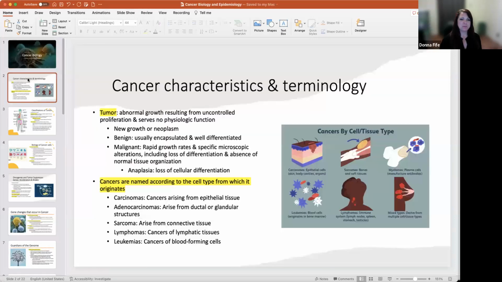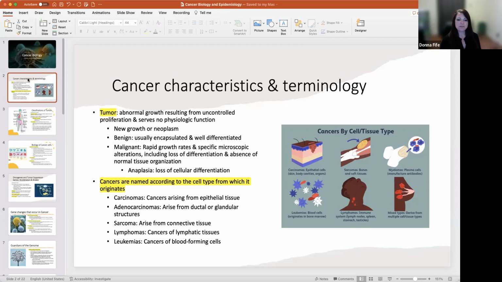And let's start out with some cancer characteristics and terminology. A tumor, now this is considered an abnormal growth that's resulting from uncontrolled proliferation, and it serves no physiologic function. This can be considered a new growth or a neoplasm. A benign tumor is usually encapsulated and well differentiated. And a malignant tumor has rapid growth rates and specific microscopic alterations, including loss of differentiation and absence of normal tissue organization. There may be anaplasia, which is a loss of cellular differentiation.